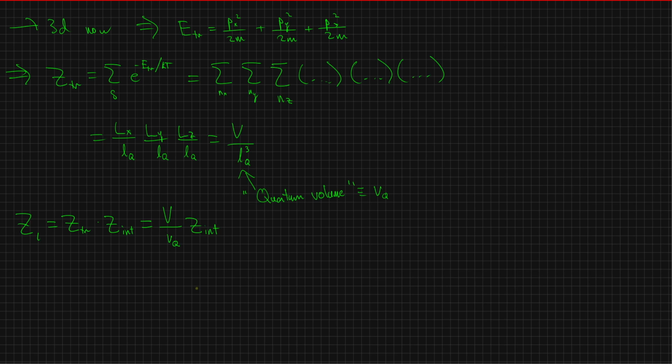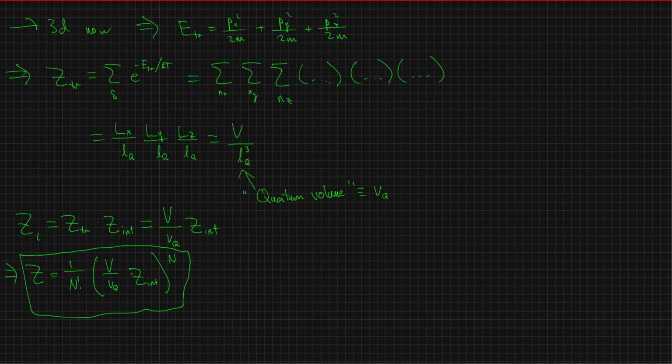So what can we do at this point? Well, now we've got it for a single particle. We can use our result for n identical particles to write the total partition function at long last as 1 over n factorial times the volume over the quantum volume, to the power n times Z internal to the n. And there we go. So we have, at this point, the partition function for the ideal gas of indistinguishable particles.